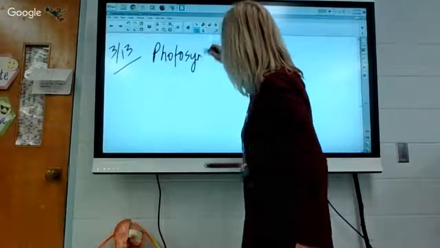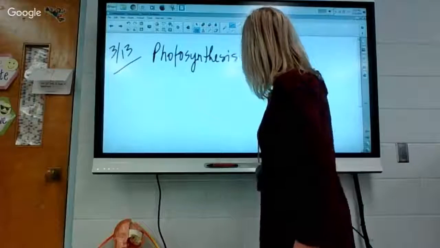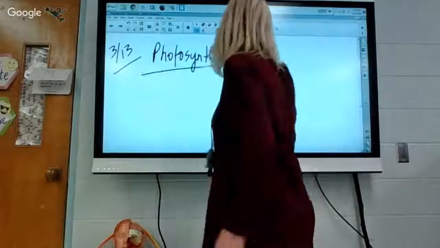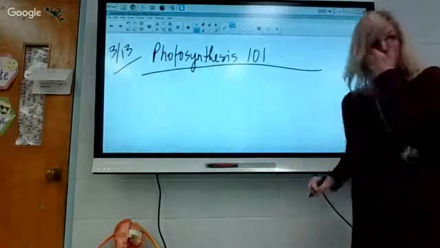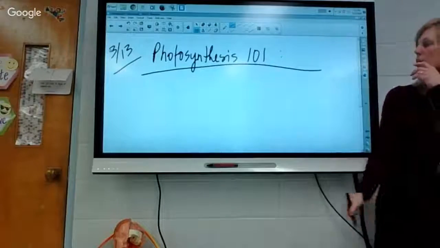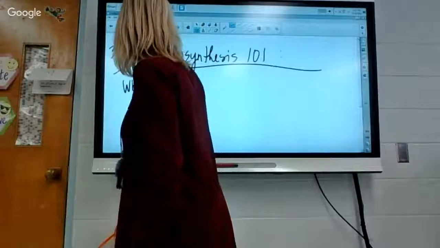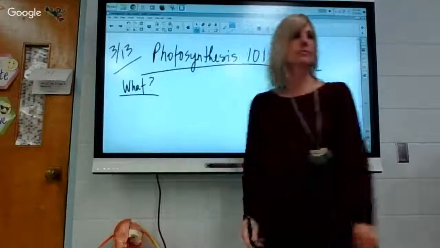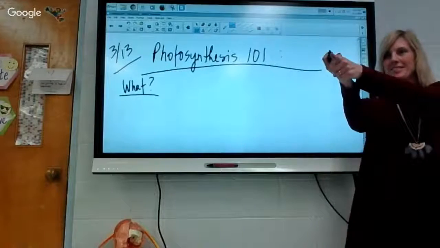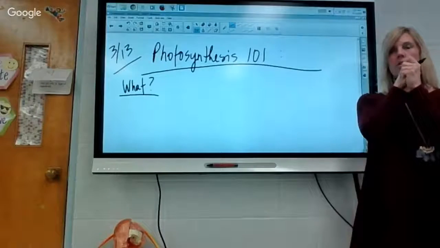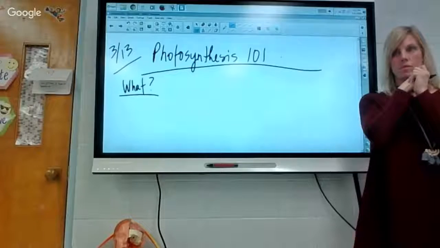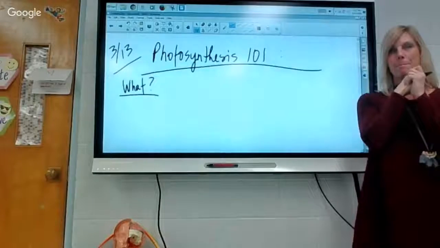Photosynthesis 101. All right, you guys already know a whole lot about it because when we did the carbon cycle, that was a big piece of it. So what is it? What is photosynthesis? What's happening? That's the creation of glucose in a plant from taking carbon dioxide and water.